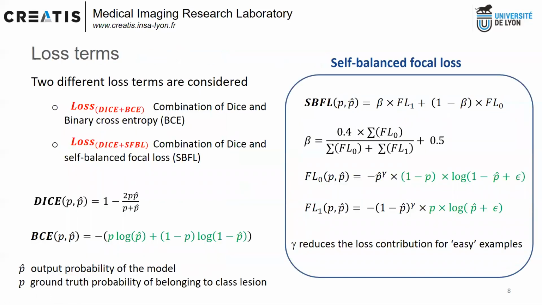We also evaluate the influence of SBFL, the self-balanced focal loss, which is similar to the focal loss introduced by Lin, based on the cross-entropy terms here in green, associated to a mechanism to downweight the contribution of easy samples here, and to a weighting factor beta that evolves during training.